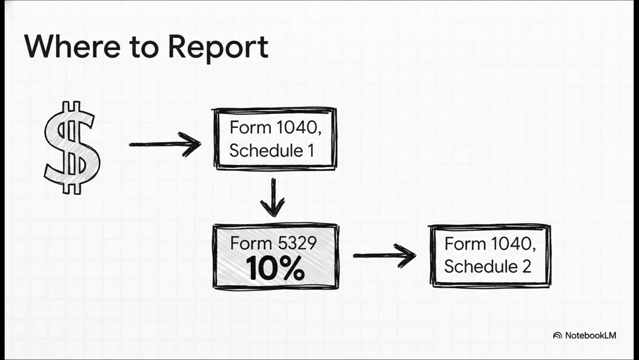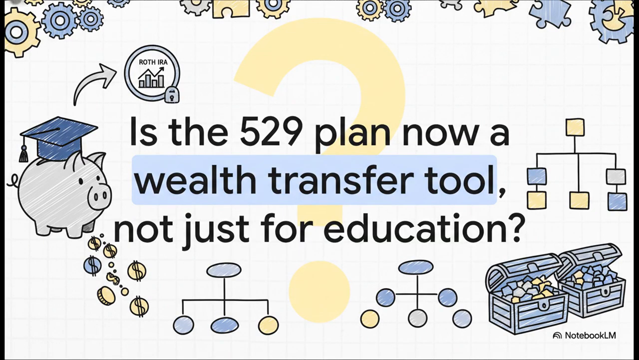Well, the reporting is very specific. Those taxable earnings, our $25, go on Schedule 1 of the Form 1040, right on line 8Z, for other income. But wait, there's more. In most cases, that amount is also subject to an additional 10% tax. You calculate that penalty on Form 5329, and then you carry that final penalty amount over to Schedule 2 of the 1040.